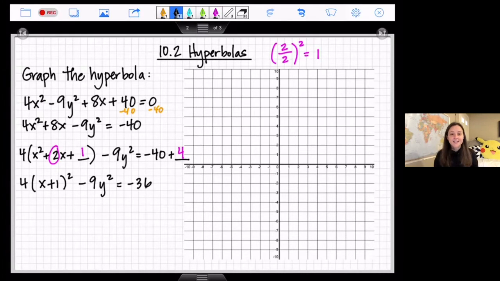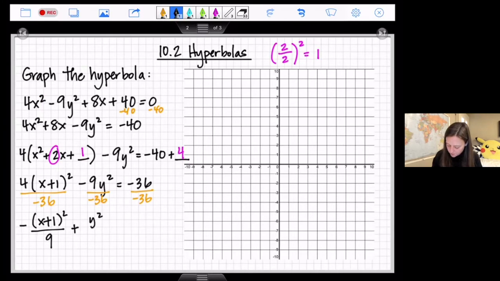All right, then I need to divide everybody by negative 36, and then just reduce all of those fractions. So the 4 and the negative 36 are going to reduce to a negative 9 down in the bottom. So this time my x term is negative. And then the negative 9 and negative 36 will make a positive for the y term and will reduce to a 4 down in the bottom. Then of course we have our 1 over on the right.